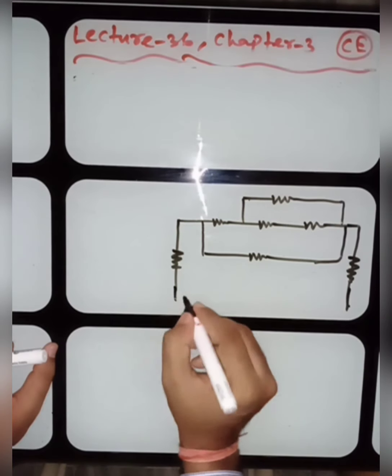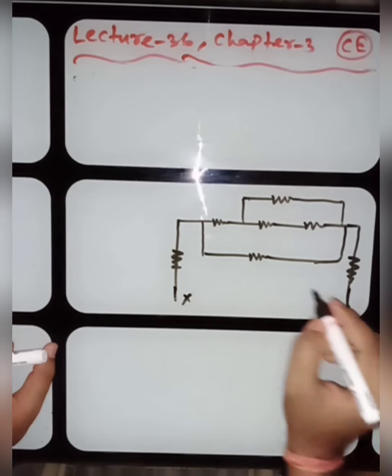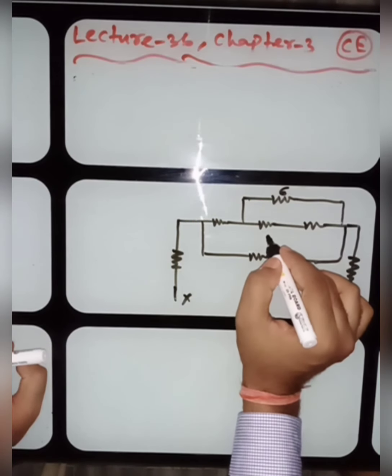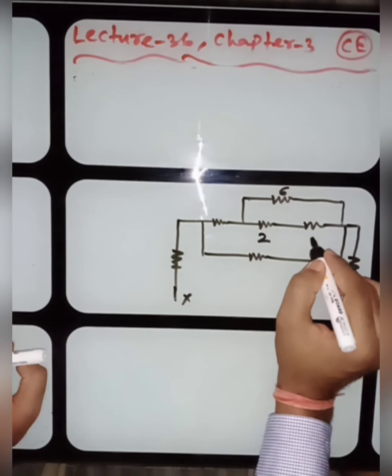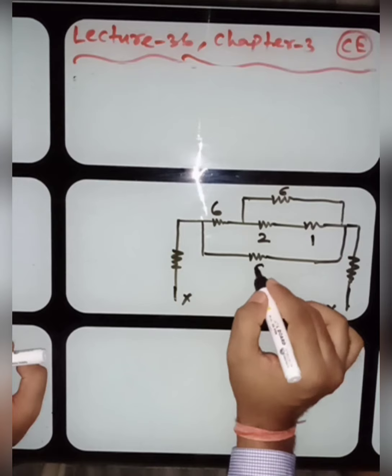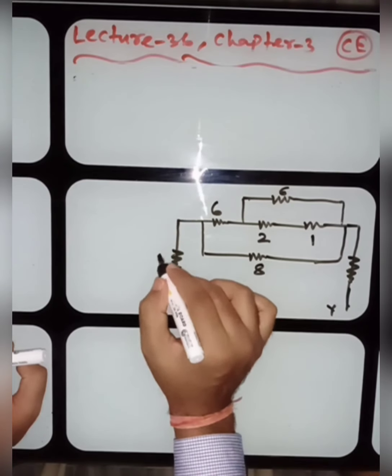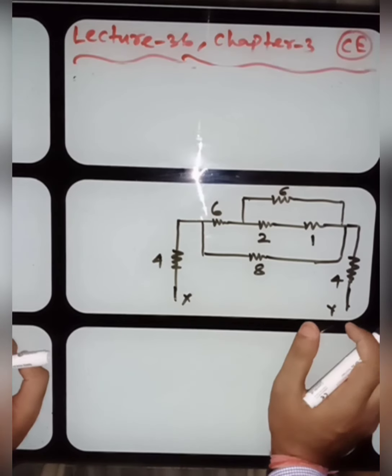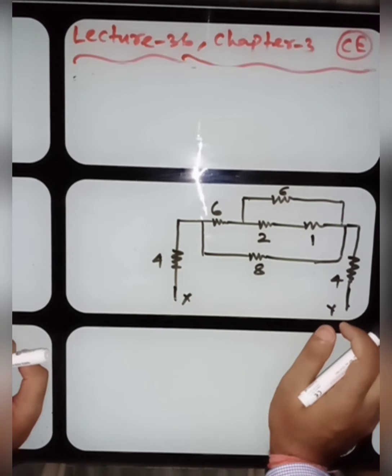This is the point X and Y. Suppose it is 6. This is 2, 1. Here, suppose 6. It is 8. It is 4. And this is also 4.